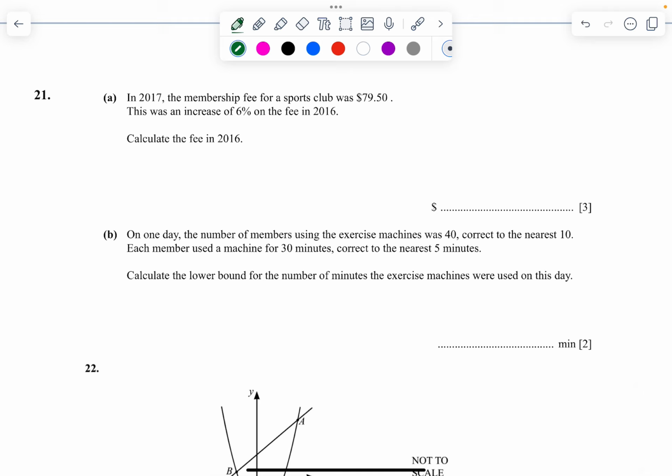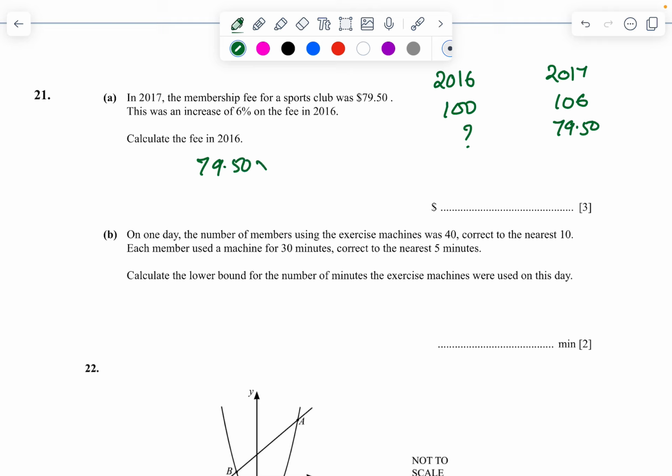Question number 21. In 2017, the membership fee of a sports club was 79.5. This was an increase of 6% on the fee in 2016. So we make two columns, 2016 and 2017. If 2016 is 100, it became 106 in 2017. In 2017, it is 79.5. What is its value? 79.5 times 100 divided by 106. That's going to be the answer.